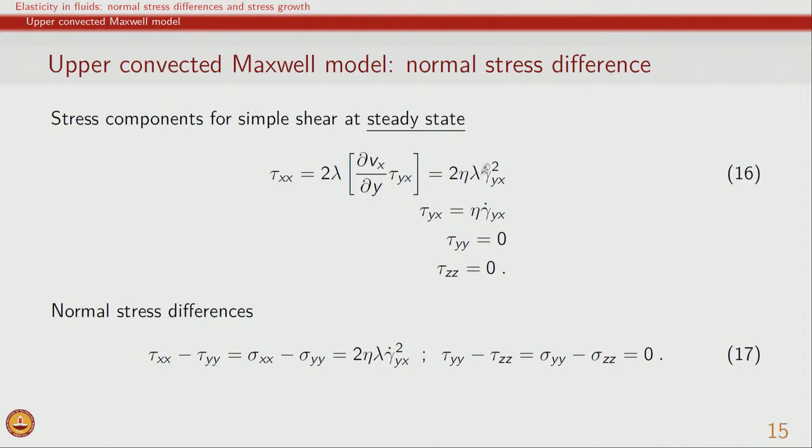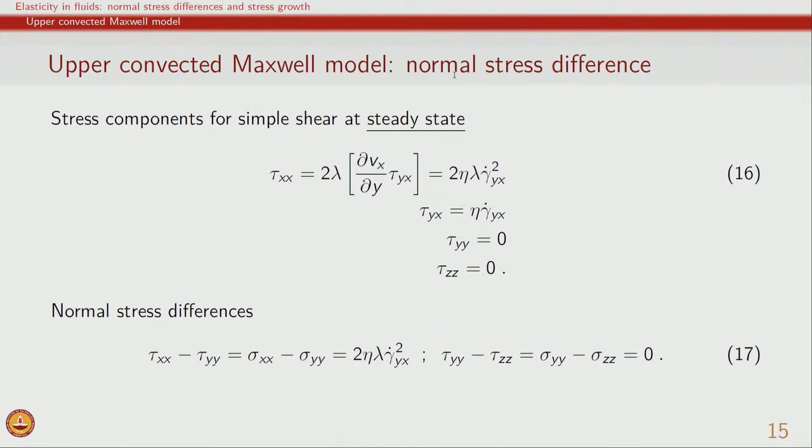So, these features are very nicely captured in this upper convected Maxwell model, and so we have tau xx given by 2 eta lambda gamma dot squared. Tau yx of course remains very similar to what a Newtonian fluid behavior is, and we have seen earlier that this eta therefore is interpreted as a zero shear viscosity, because we cannot get shear thinning or shear thickening or other responses from these kind of models.